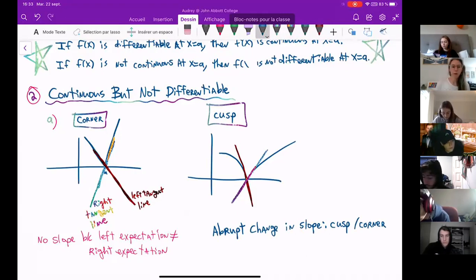Are there any questions about these cusps or corners? So that's my first way.